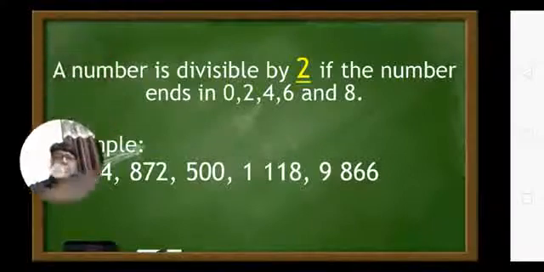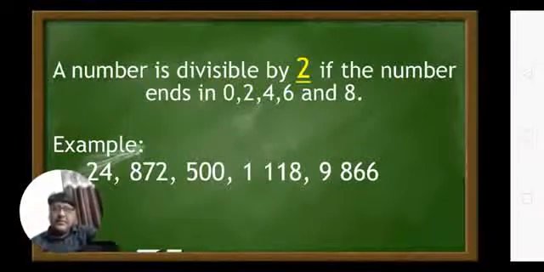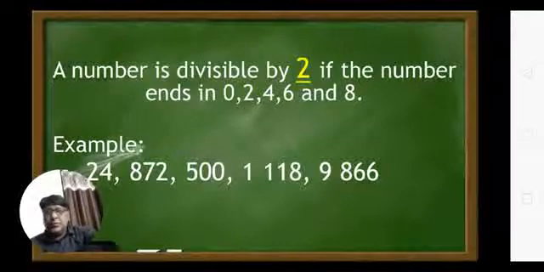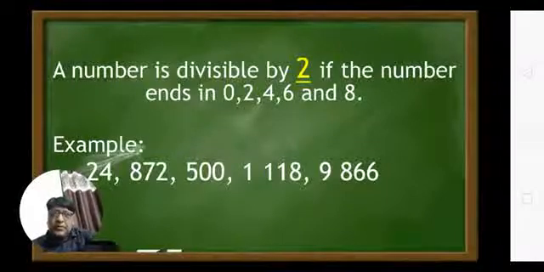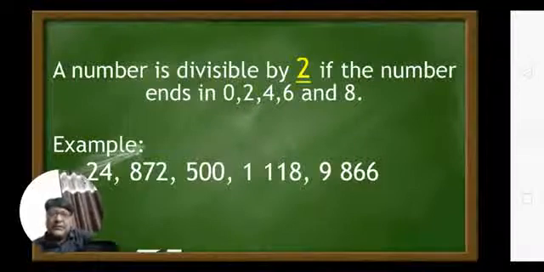So the rule for 2 is: a number is divisible by 2 if it ends in 0, 2, 4, 6 or 8. Suppose you are given a number 24. Now the last digit, the unit digit of 24 is 4. And 4 is divisible by 2, therefore the number is also divisible by 2.